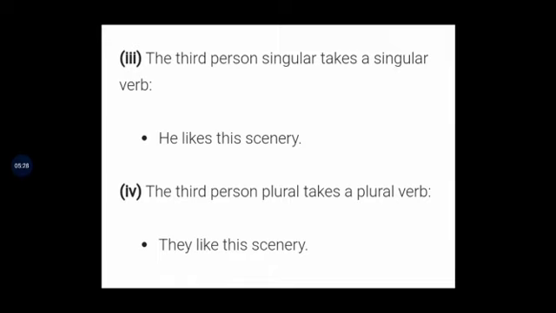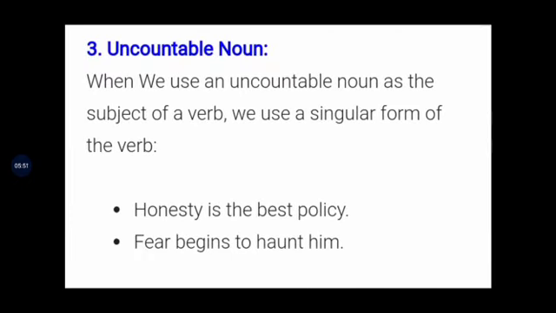He likes this scenery. The third person plural takes a plural verb. If the third person is plural, at that time we need to take the plural form of the verb. The plural form of the verb is nothing but the verb first form. They like this scenery.